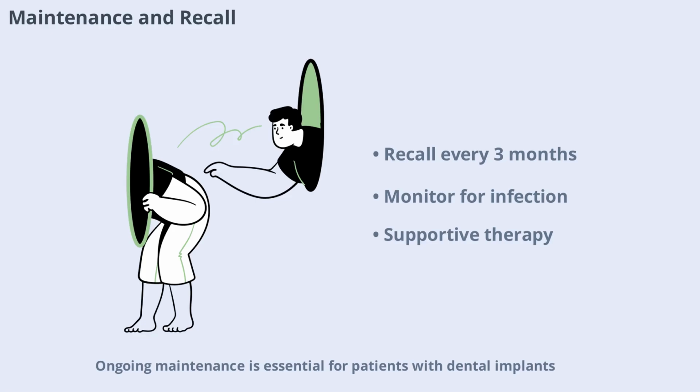Ongoing maintenance is essential for patients with dental implants. Regular recall visits every 3 months allow for close monitoring of the implant and early detection of any problems. Cumulative, interceptive supportive therapy is a proactive approach that helps catch infections early and maintain implant health.